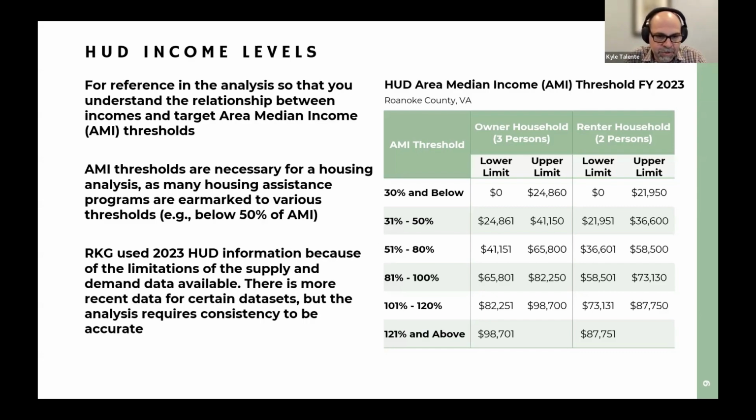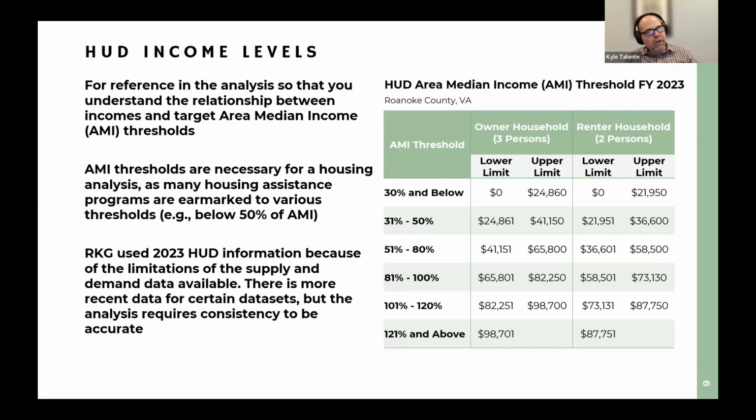And HUD, the U.S. Department of Housing and Urban Development, defines cost burden as spending more than 30% of your gross income on housing. So if you make $120,000 a year, that's $10,000 a month. 30% of that is $3,000 a month. And so if you're spending less than $3,000 a month and you make $120,000, you're not considered cost burdened. If you spend more than that on housing, you are considered cost burdened.